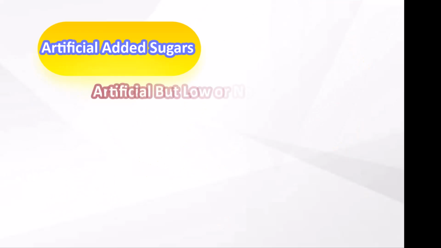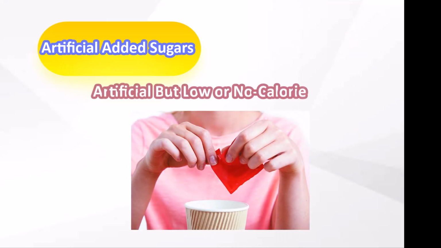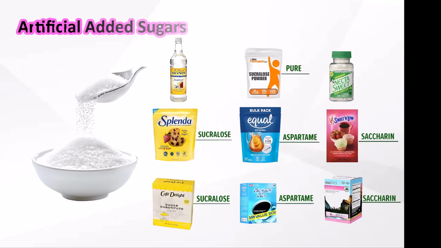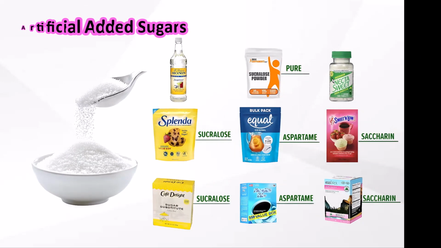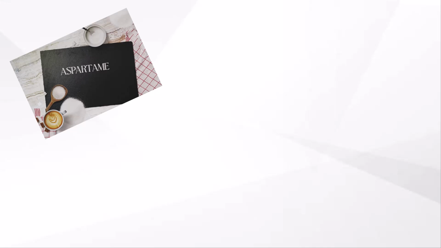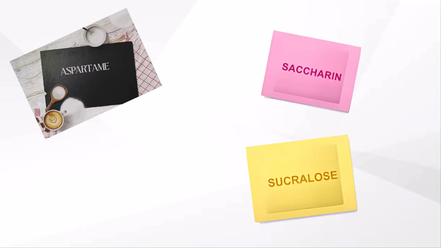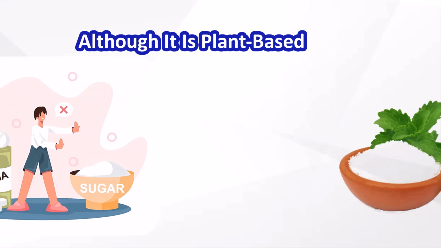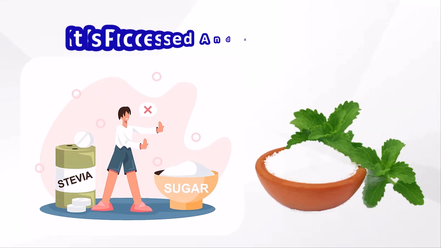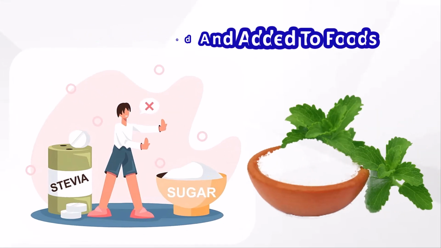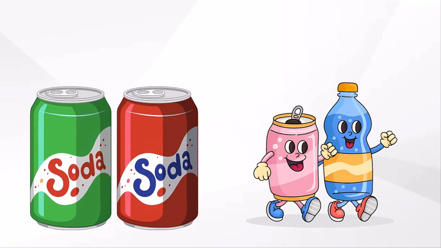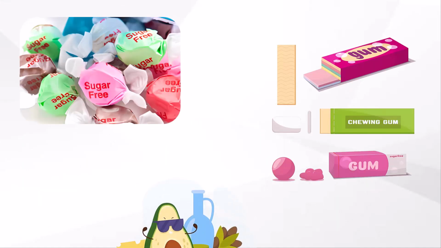Artificial added sugars. These are man-made sweeteners that are usually much sweeter than sugar and contain very few or no calories. Common examples: aspartame, saccharin, sucralose, brand name Splenda. Stevia. Although it is plant-based, it is processed and added to foods. These sugars are commonly used in diet sodas, chewing gum, sugar-free products, and diet foods.